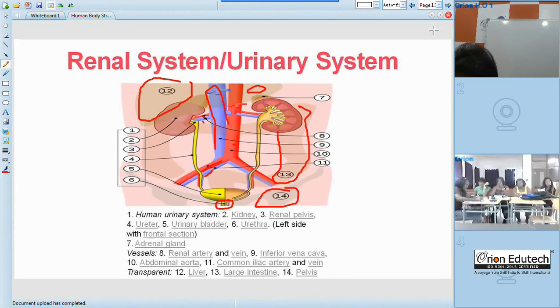Is the diagram clear to you? Sorry, sir. Is the labeled diagram clear to you all? Yes.